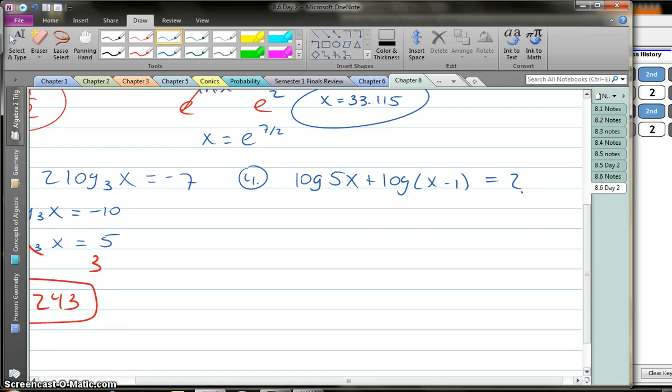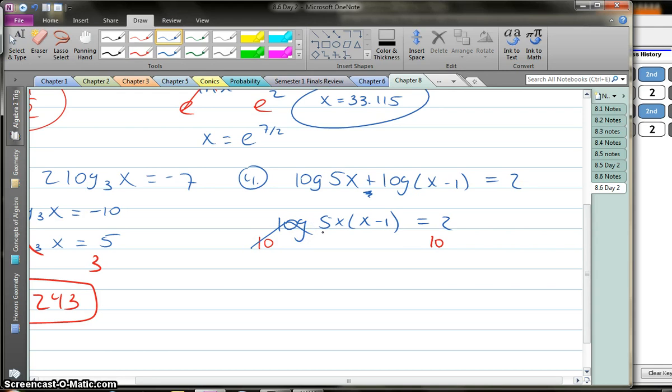To start, let's condense this. We have a plus, so addition we know is multiplication. So I have log of 5x times x minus 1 is equal to 2. Now we want to get rid of this log, so we know it's base 10. So I'm going to base 10 each side.